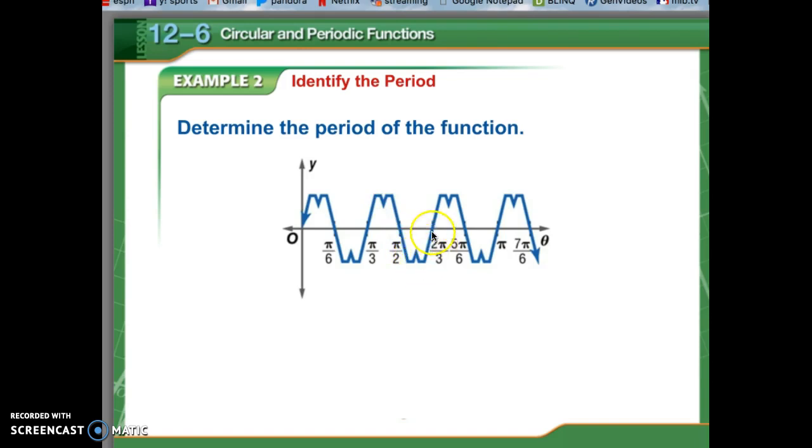And then we come back to the x-axis again at 2 pi over 3. And then the pattern repeats again, and we end at pi. So we have 3 full periods of the graph before we get to pi. 1 full period ended at pi over 3. 2 full periods ended at 2 pi over 3. 3 full periods ended at 3 pi over 3. The period of this function is pi over 3.